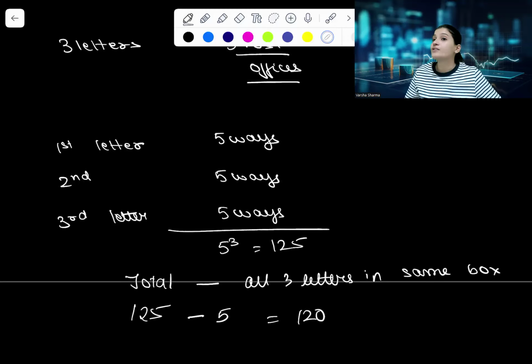In these 120 ways, what's going on? All the 3 won't be together. 2 can be together. They can all be different. Anything can happen, but all the 3 won't be together. Yes or no? Yes, ma'am.